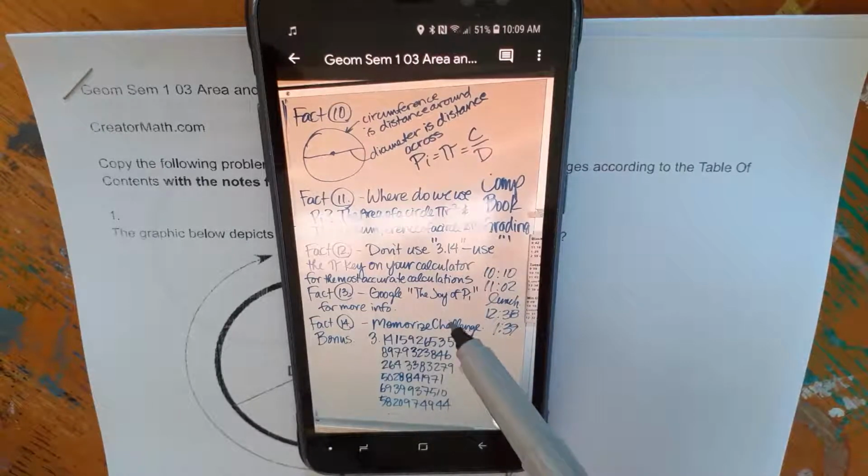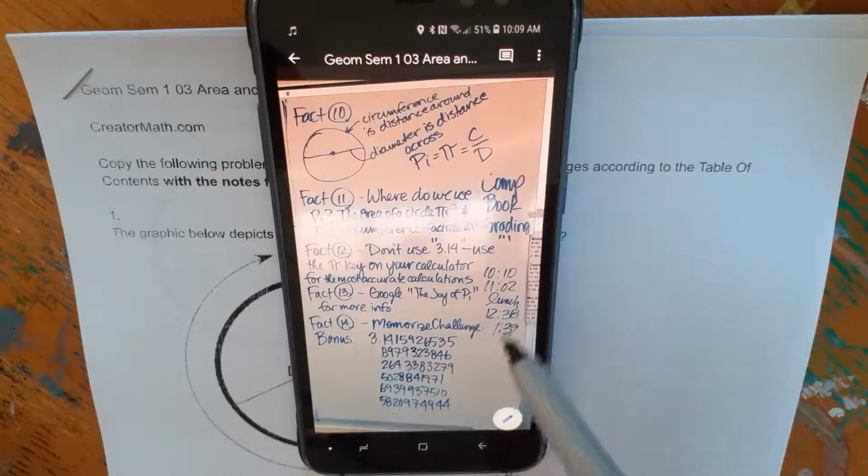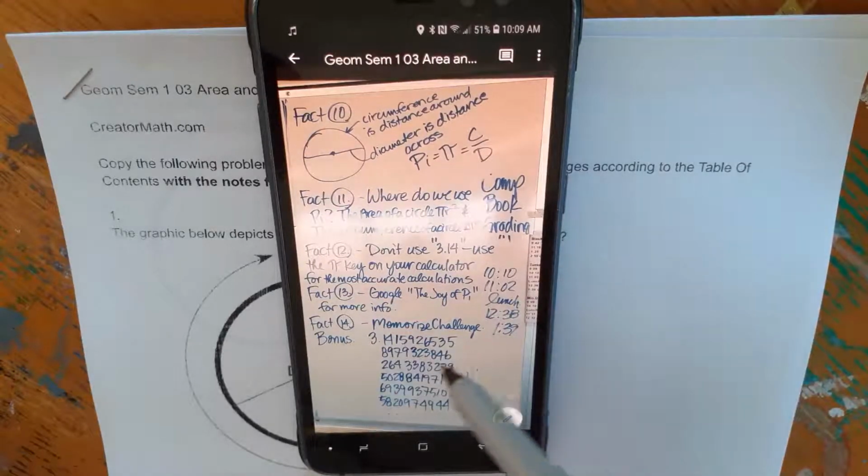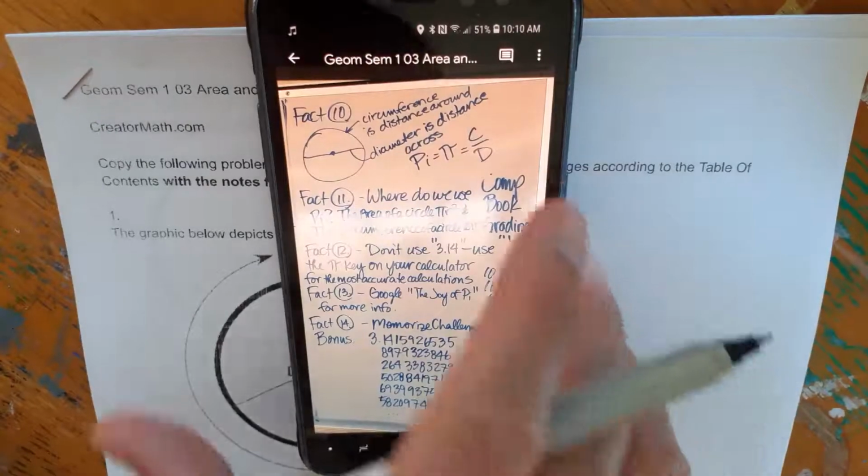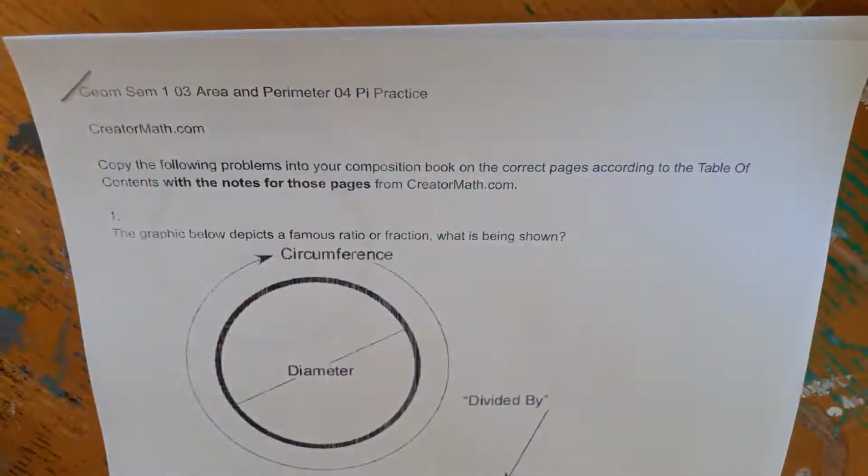Fact 13, Google "the joy of pi" for more information. Fact 14, memorize challenge, right? I don't know, what do I have here? 10, 20, 30, 40, 50, 60 digits. I've had students go way beyond this if they try. So if you want to memorize pi, we can do a challenge, and then you can get bonus points for that. All right, so let's go to the problems for this one.